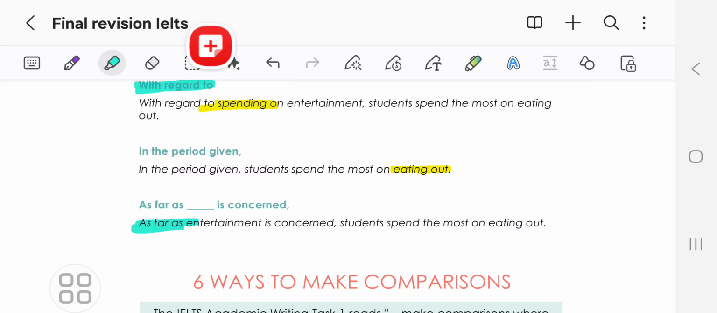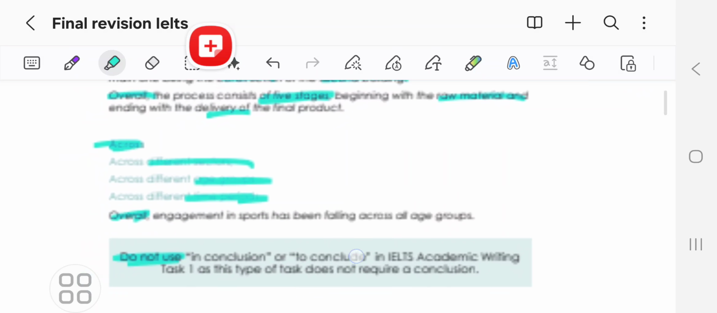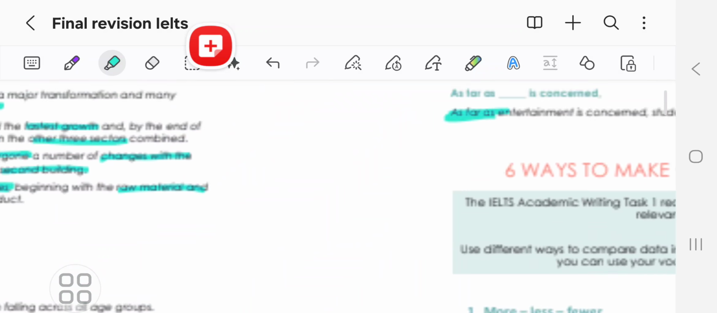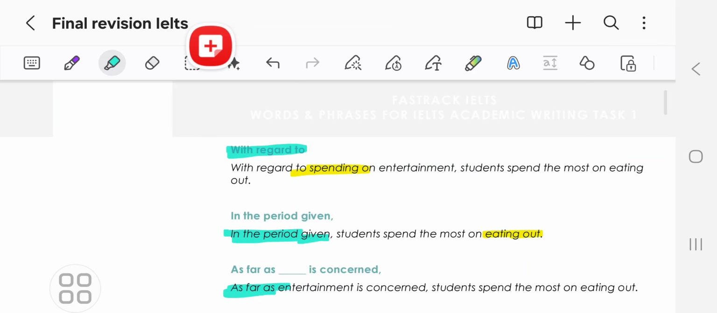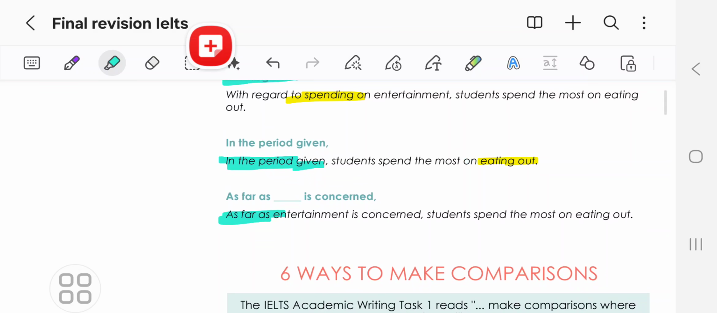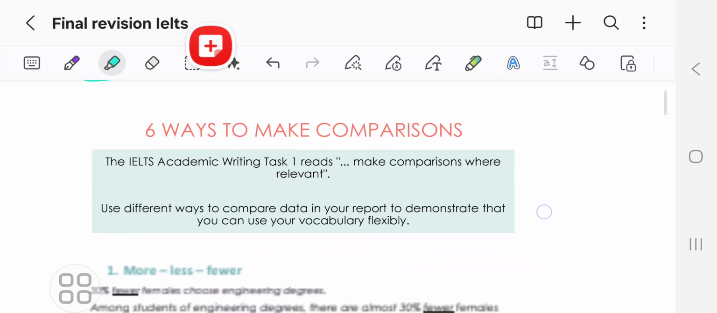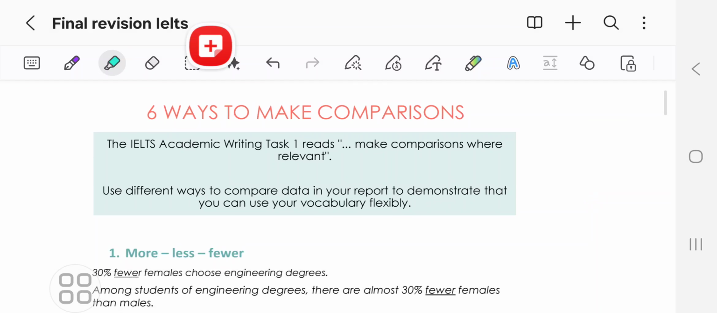As far as the word you can use in the period given, you can use "with regards to" or "in terms of entertainment", "with regards to spending on", in the period given, in the time period given. You can start the sentence with that, or "as far as entertainment is concerned", you can use in the sentence there.